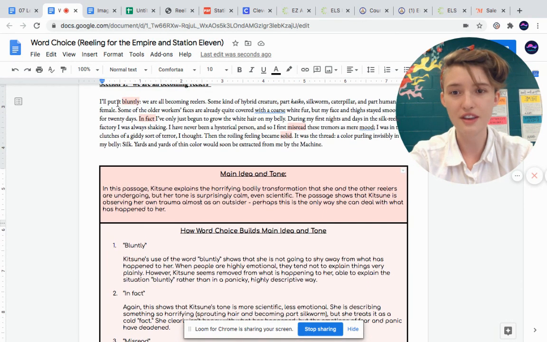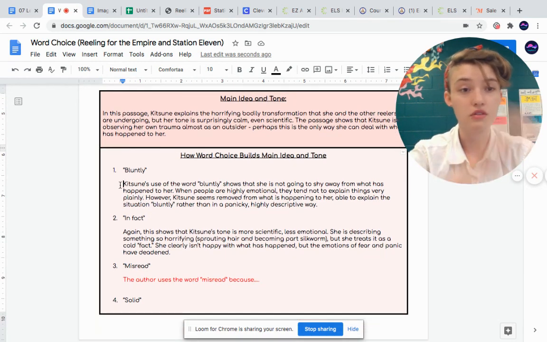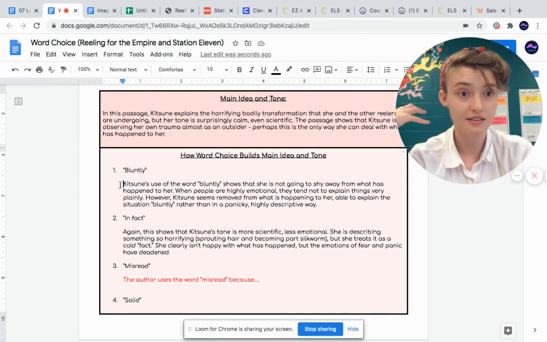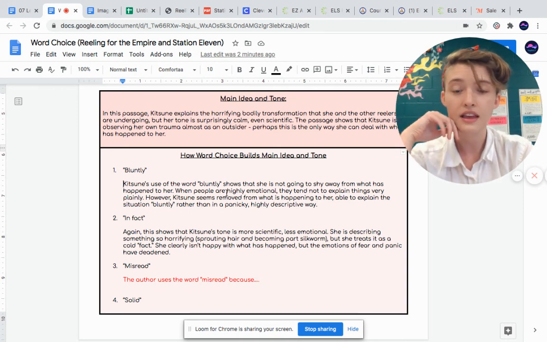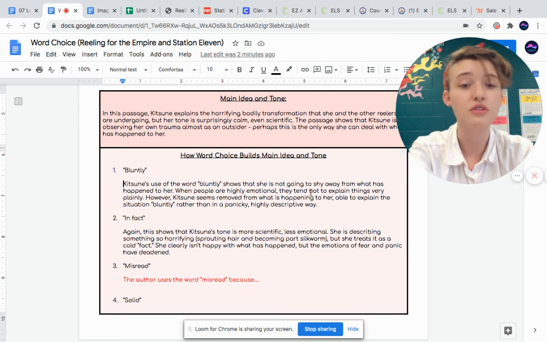So, for example, in this first sentence, she says, "I'll put it bluntly." I wrote as my response for how does this help build the main idea and establish the tone? How does this word help us do this? I said, Kitsune's use of the word bluntly shows that she's not going to shy away from what has happened to her. When people are highly emotional, they tend not to explain things very plainly.